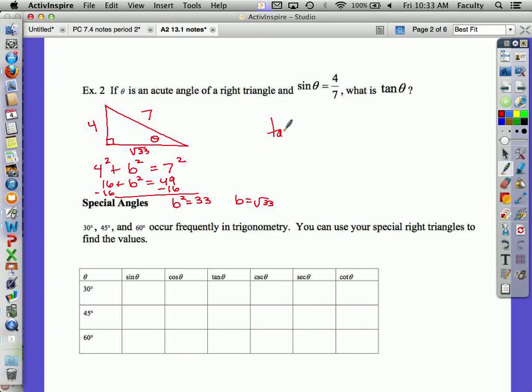So now, Henry said tangent is opposite over adjacent. So then, Elena, what do I have to do to this answer? Multiply it by radical 33 over radical 33. So tangent theta is 4 radical 33 over 33. Okay?